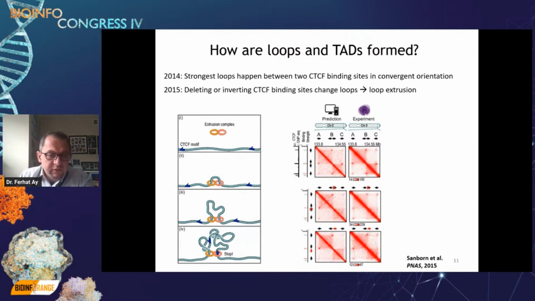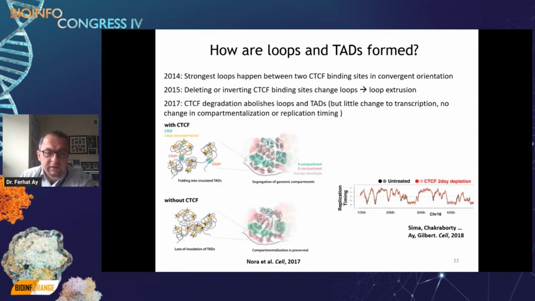So what is this loop extruder though, right? I mean, CTCF is where it stops, but what's this motor kind of thing that extrudes the DNA? So we think that it's cohesin. But before going there, people have looked at what happens when you degrade the CTCF. You cannot 100% degrade it, but if you can get it to a minimal level, what happens is all of these loops and domains disappear, but nothing changes in terms of these compartments, these A and B compartments. Nothing changes in terms of replication timing. We have shown nothing changes.